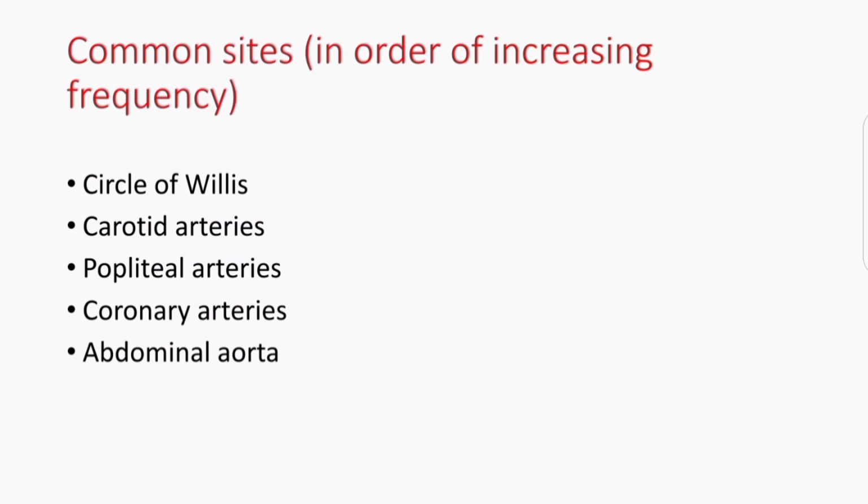Now we have to know the common sites in the order of increasing frequency. The first one with the majority of the cases is atherosclerosis of the abdominal aorta, then followed by coronary arteries, then popliteal arteries, then carotid arteries, and then with the least amount of cases, atherosclerosis of the circle of Willis.